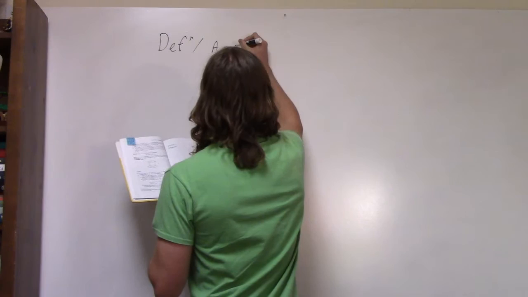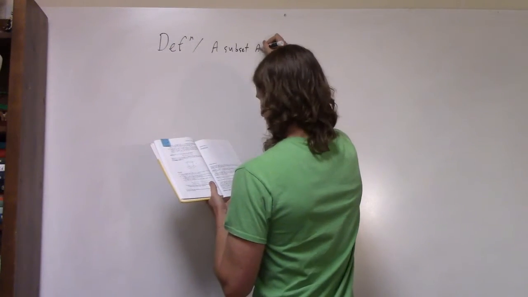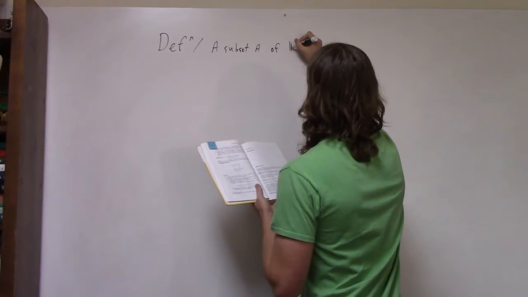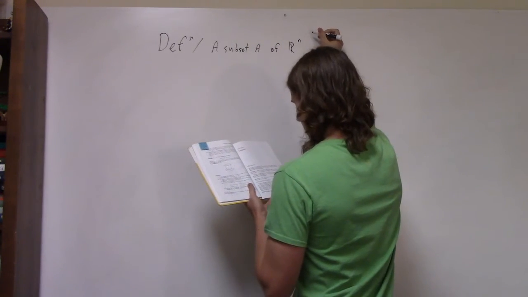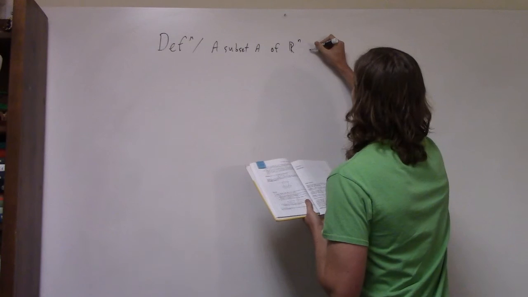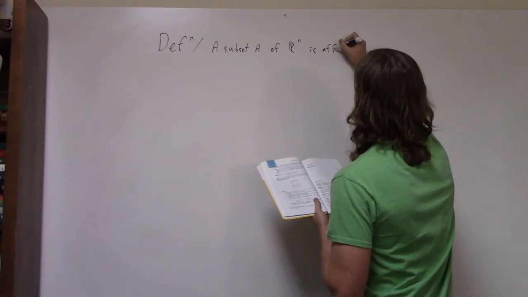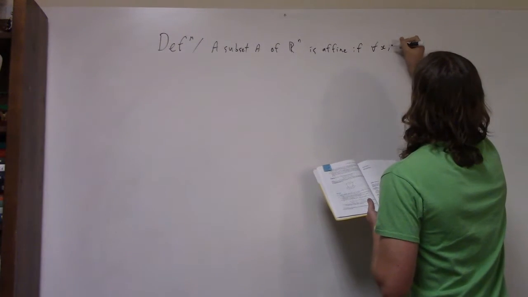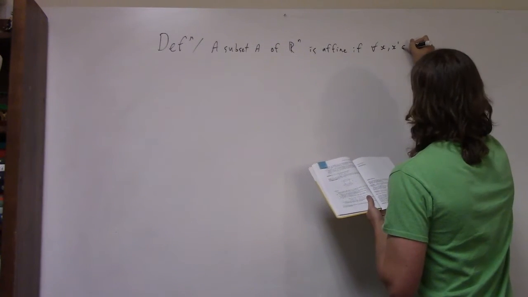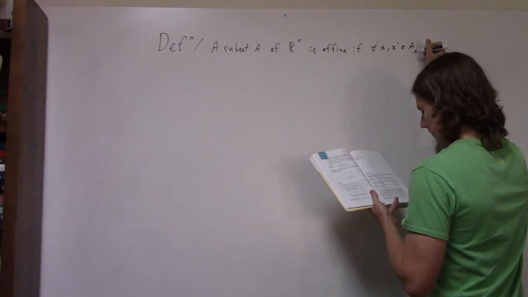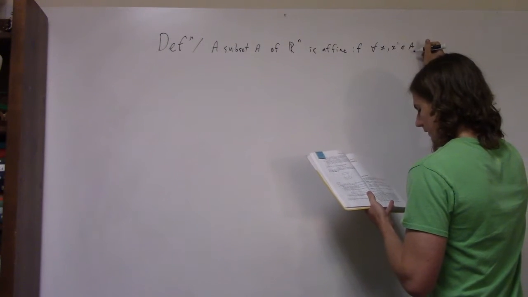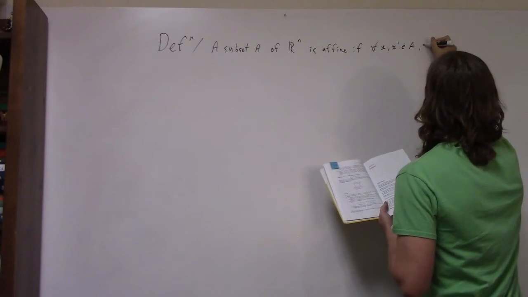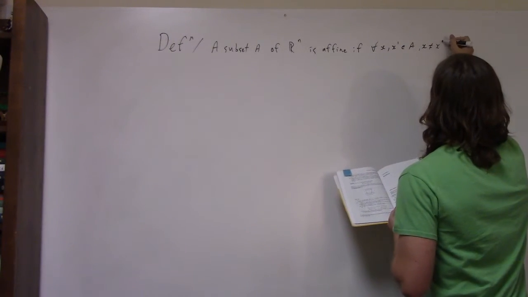So a subset A of Euclidean space is called affine if for all two points, the line that goes through those two points is contained in A. Distinct points, that is.